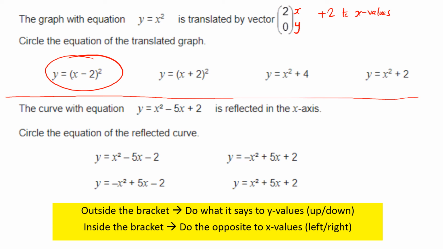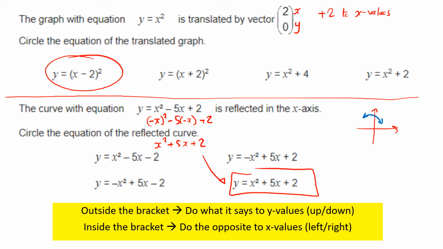Okay, what about the next one? This curve is reflected in the x-axis. So if we think about reflecting in the x-axis, that means all the x values are going to change. So what's the equation of the reflected curve? Well, it means that instead of x, we'll now have -x. Instead of x here, we'll have -x as well, and we'll have +2. Simplifying that, minus times minus is positive, so we'll have x squared plus 5x plus 2. So it'll be this bottom option here.